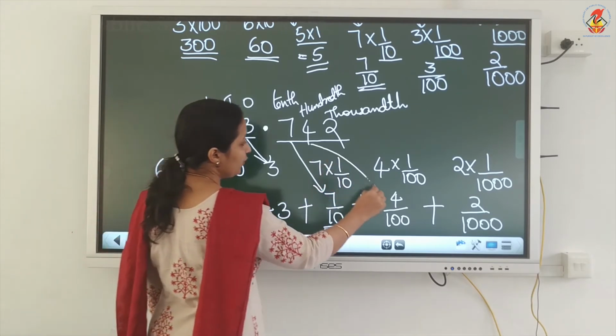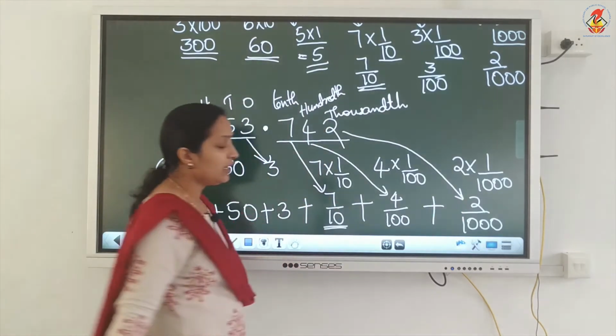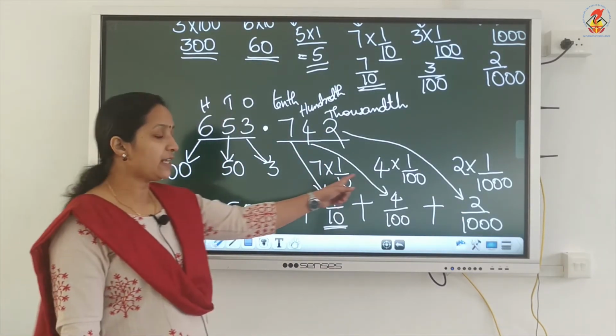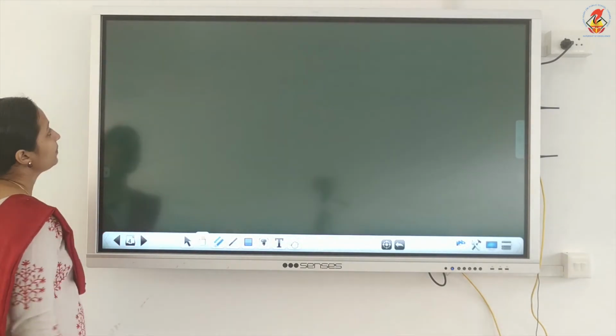Place value of 4 is 4 by 100. Place value of 2 is 2 by 1000. And how did you get the place value? Are the steps clear, children? Now we will move to the next topic.